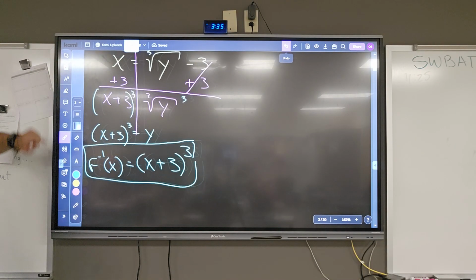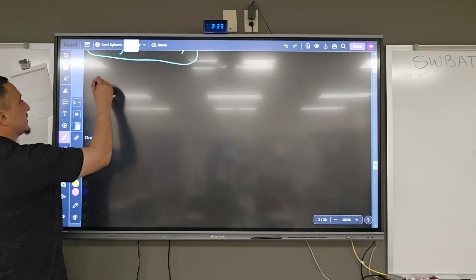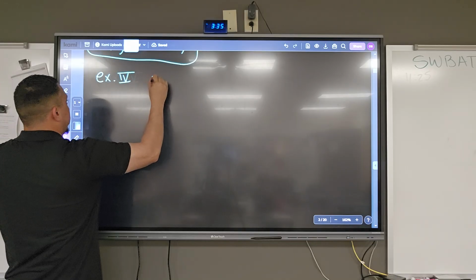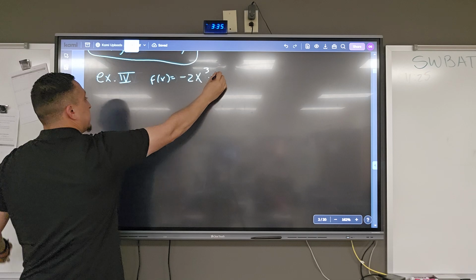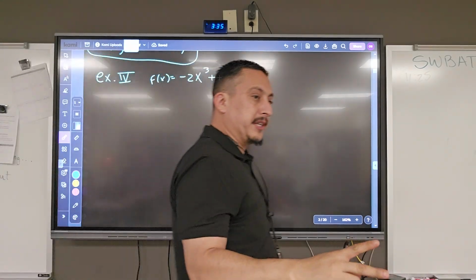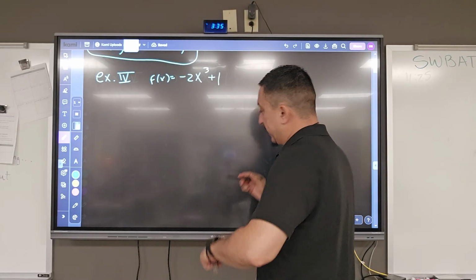Yeah? Okay. Let's do one last one of these. Okay. Sample form. Last one. Let's do f of x equals negative 2x cubed plus 1. That way you have 2 linears and 2 cubes. We'll do a minute and a half.